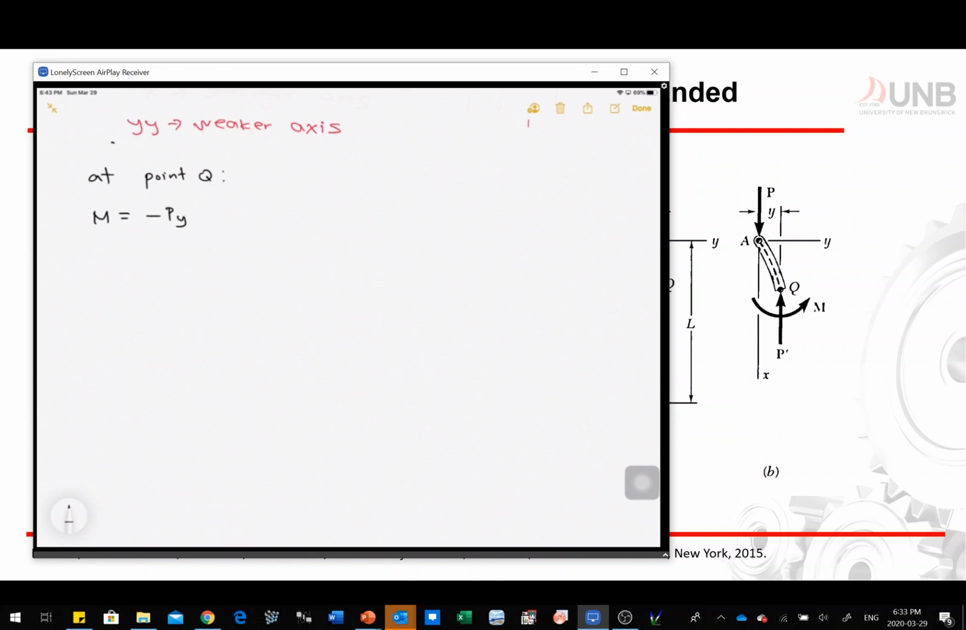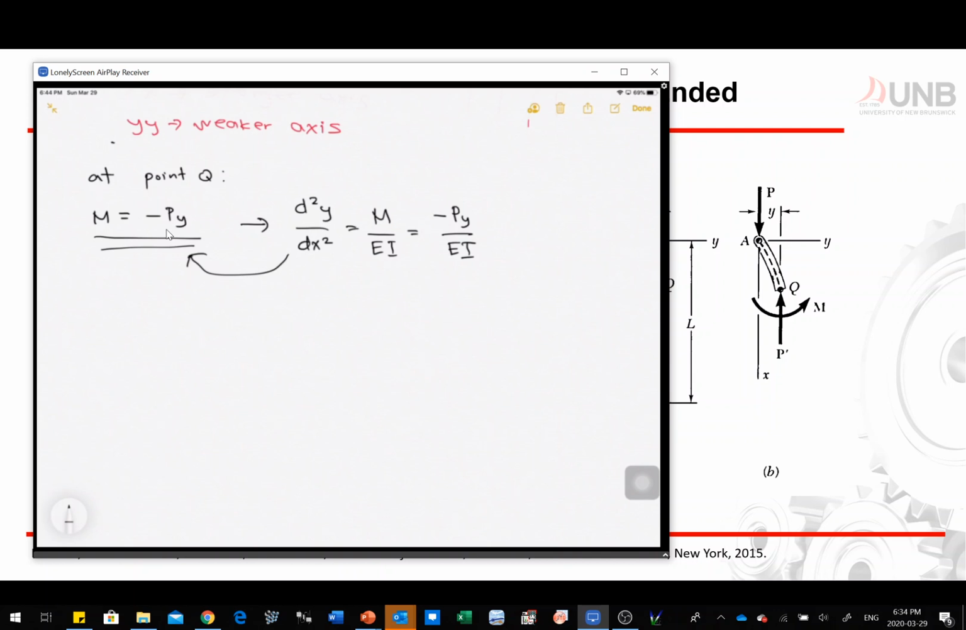Now just imagine that we are applying, let's say, the second order differential equation. So from M is equal to negative Py, we can get this equation right here: d squared y over dx squared is equal to M over EI, and then we get negative Py over EI. So again, it's just applying your second order differential equation to our moment equation. Now, how did we get it? Again, looking on the right side, we have distance y, so this P on the top creates a moment as well. So if you sum the moment at point Q, you have your M, you have your P times y, and you will end up with M is equal to negative Py.